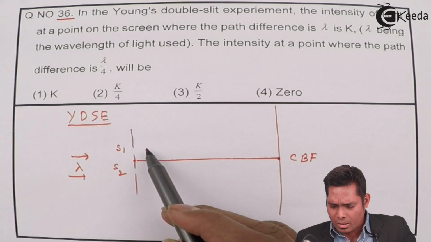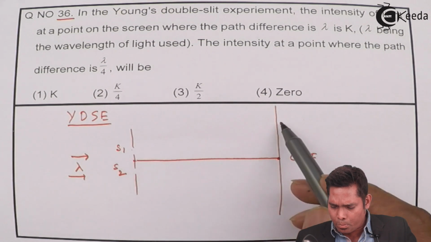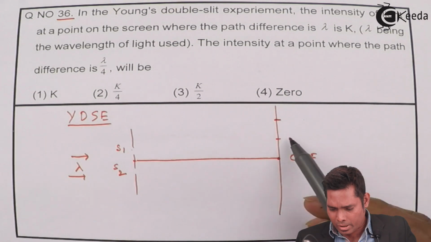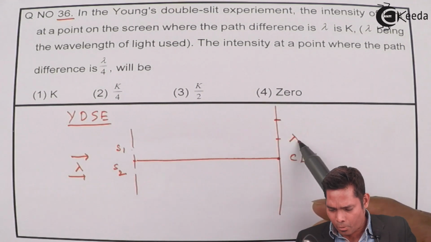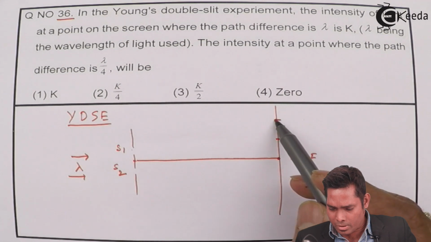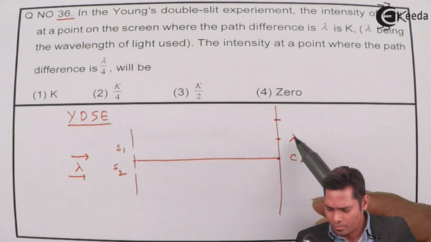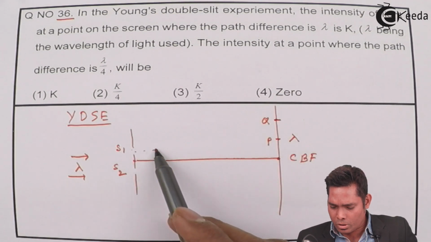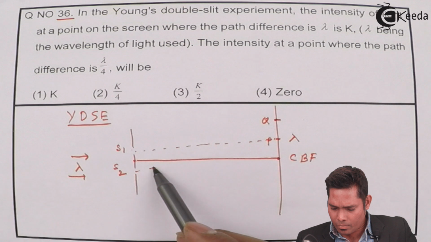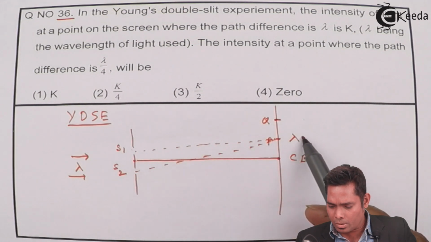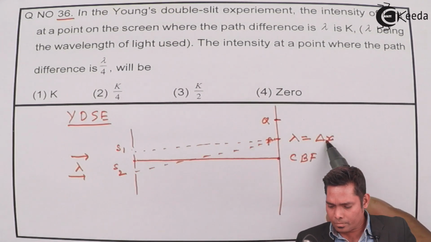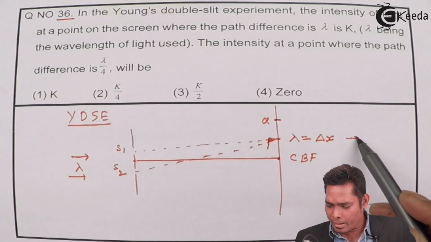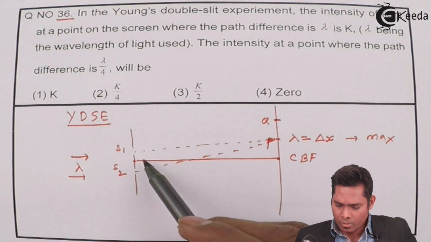I want to explain it in a better way. This is a point and this is another point. Suppose I call this point P and this point Q. When light reaches this point, traveling this distance, the path difference is lambda. This is the path difference, and corresponding to this path difference we get maxima, that we know.